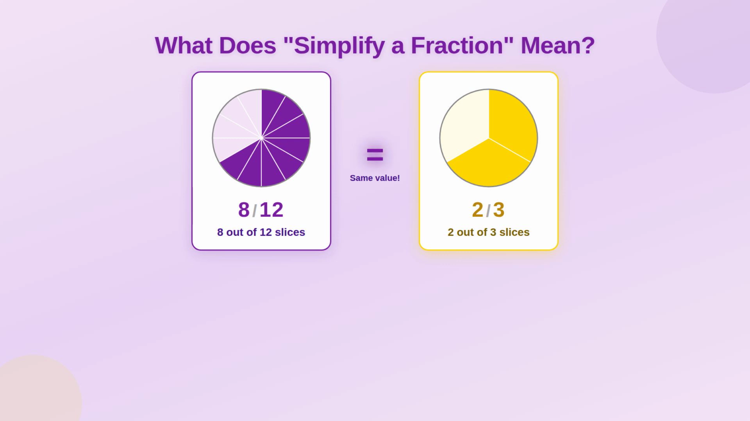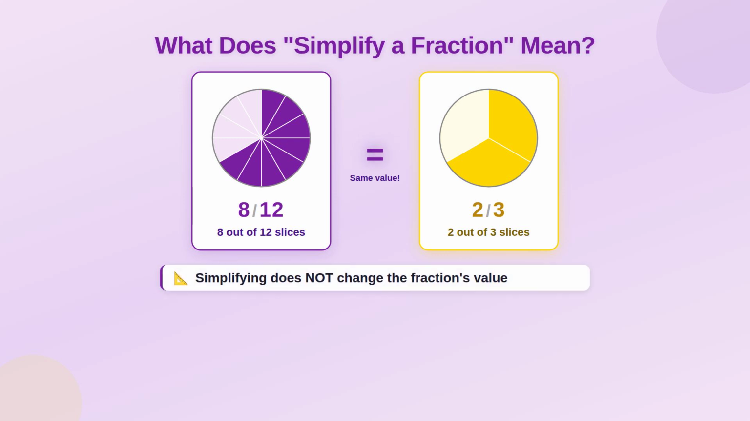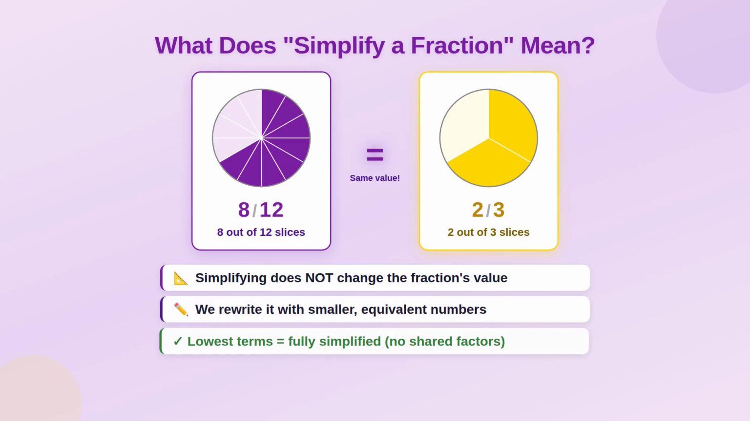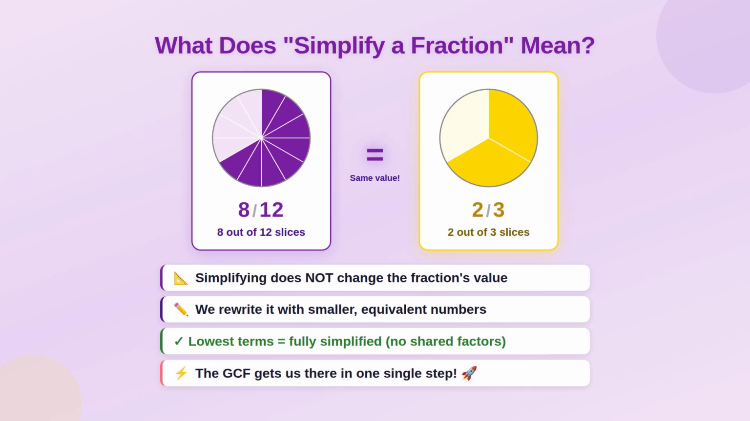When we simplify, we're not changing the value of the fraction. We're just writing it with smaller numbers. For example, 8 over 12 and 2 over 3 are the exact same amount, like two identical pizza slices, just described differently. A fraction is in its simplest form, or lowest terms, when the top and bottom share no common factors except 1. The GCF is the tool that gets us there in one step.